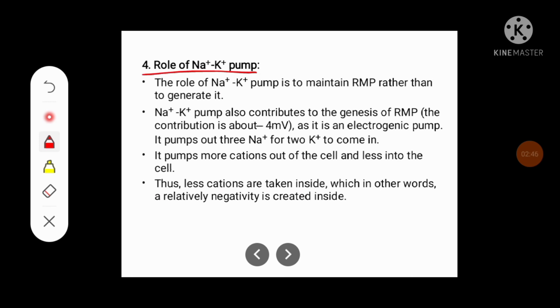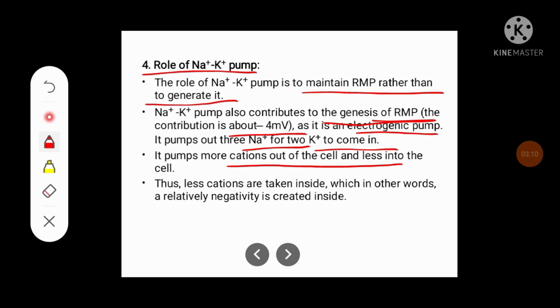Another important factor is the role of the sodium potassium pump. The role of the sodium potassium pump is to maintain RMP rather than to generate it. The sodium potassium pump also contributes to genesis of RMP, with a contribution of around minus 4 millivolts, as it is an electrogenic pump. It pumps out 3 sodium for 2 potassium to come in. It pumps more cations out of the cell and fewer into the cell. Thus, fewer cations are taken inside, which in other words means a relative negativity is created inside the cell.